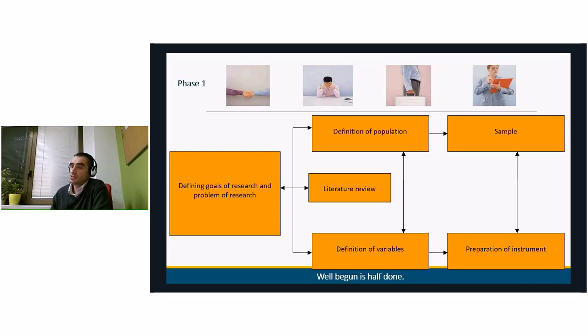So, as we said, in the first phase, you have to define the goals of research and the problem of research. What will be your problem? How you will link it to the work that someone else did before?